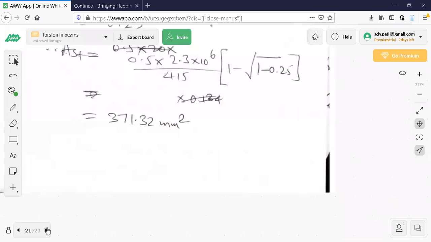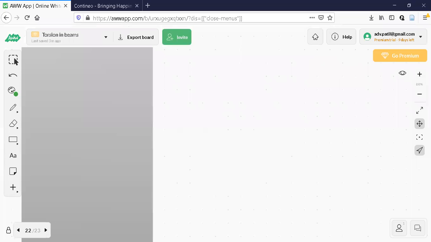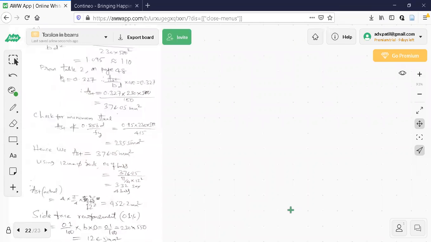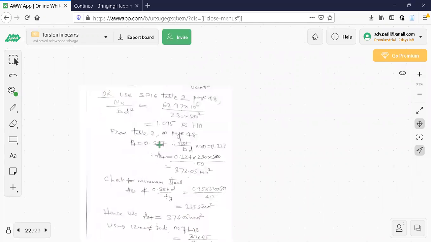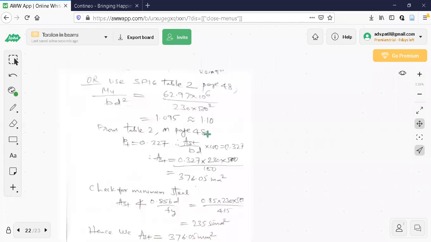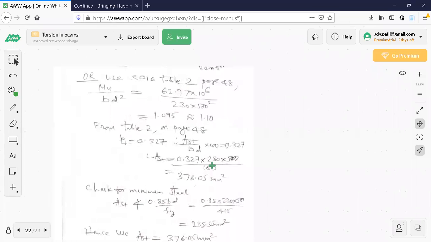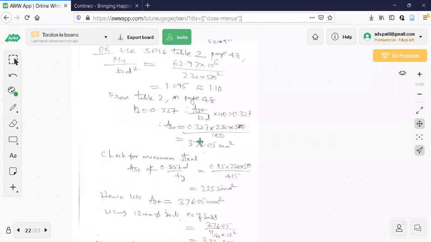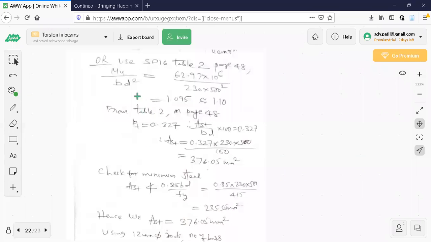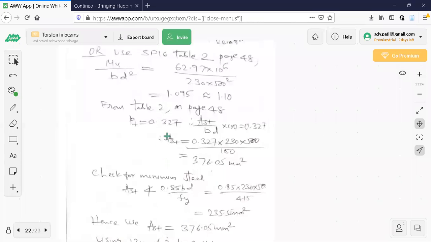Now I'll show you this same calculation, how it can be done using SP16. It will be very fast. Once you are used to SP16, you don't have to use that formula. Use SP16 table 2, page number 43. SP16 table 2 means you have to calculate mu by BD square. That's all. Use this method and find AST. It will be very fast.